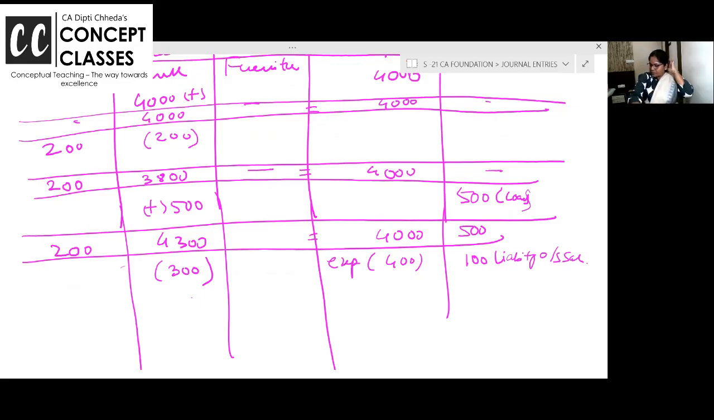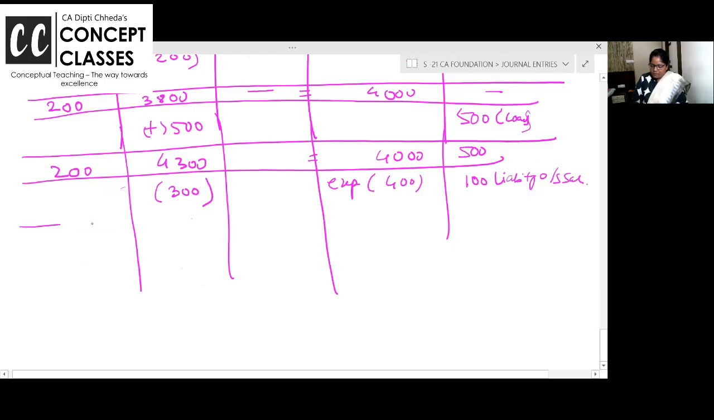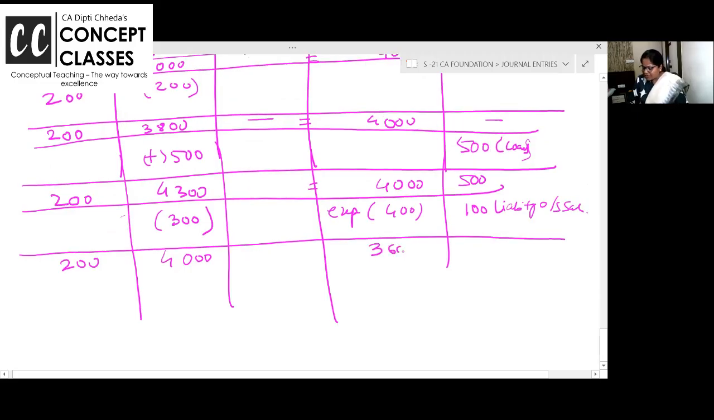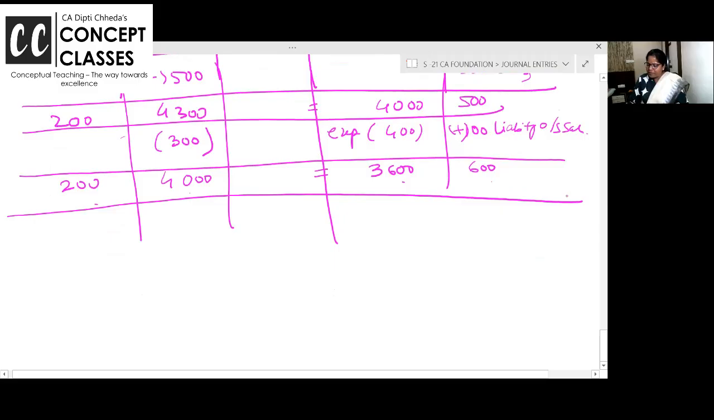चलो, do the total. Cash is same, 200. Bank balance is reduced to 4,000 because you have paid the salary. Capital is reduced to 3,600 because you have paid 400 as salary, and liabilities increased to 600. What is the total? 4,200. What is the total? 4,000. Are you able to interpret the totals?